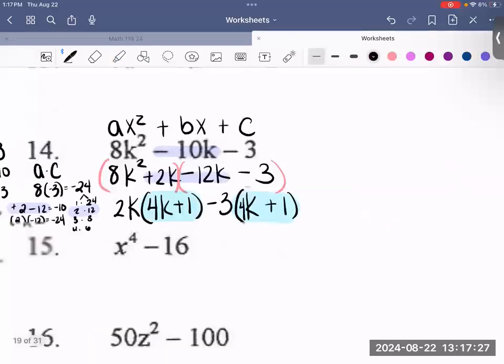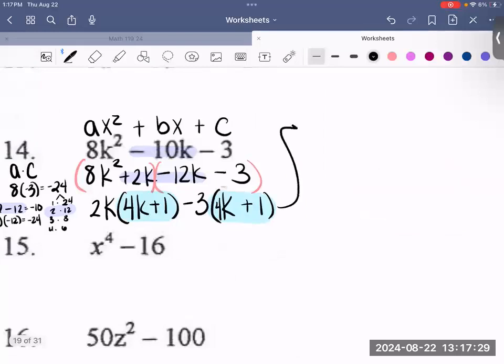If they don't match, there's one of two things. Either it's not factorable, which the ones I'm going to give you are always factorable, or you did it incorrectly, so human error. So we can make a 4k plus 1 and a 2k minus 3.